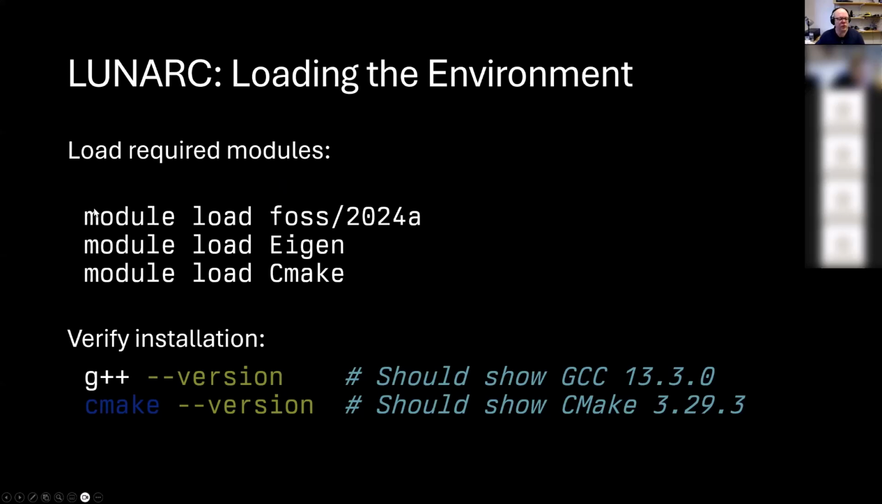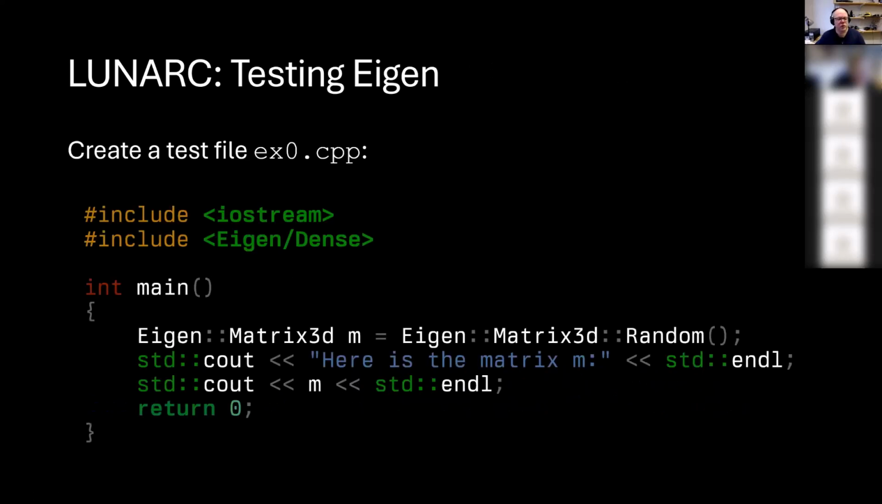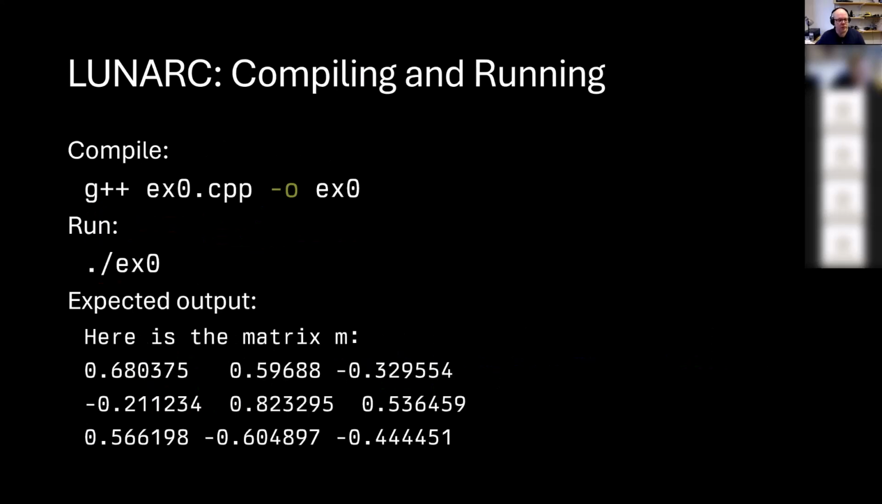And as I said before, if you want to load a module, load the environment, you use module load foss/2024a and the Eigen here. If you use CMake, you can load that as well. And then you verify using these here. It should be something like 3.3 on Cosmos. And this is a test file I showed you before. And here is how you compile it.